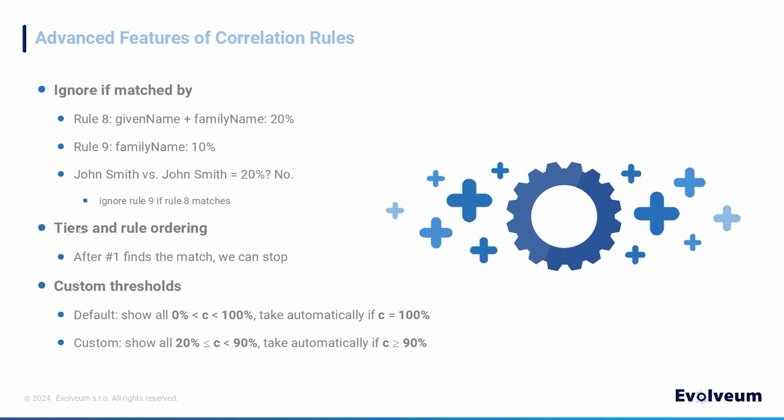Now, and finally, we can customize what is shown to the operator. By default, all matches with confidence greater than 0 but less than 100% are shown, and the one with 100%, if any, is taken automatically. But these boundaries can be configured, changed, so that, for example, we can show matches with confidences between, let's say, 20 and 90%, and take the match that's 90 or higher if there is exactly one automatically.